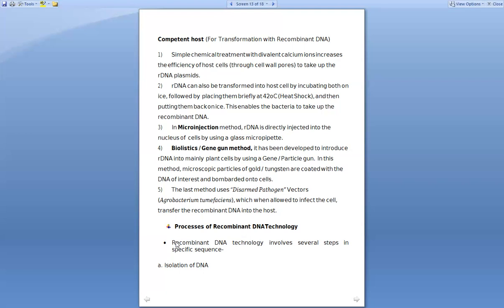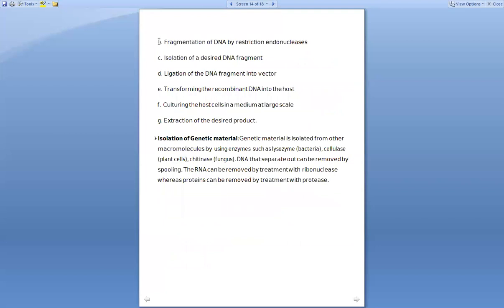So in the particular steps, the first step is the isolation of the DNA, right? Once the isolation of DNA takes place, after that what happens? The second is the fragmentation of DNA by restriction endonucleases. So the second step in rDNA technology is the fragmentation. The DNA is cut into small fragments with the use of restriction endonucleases.